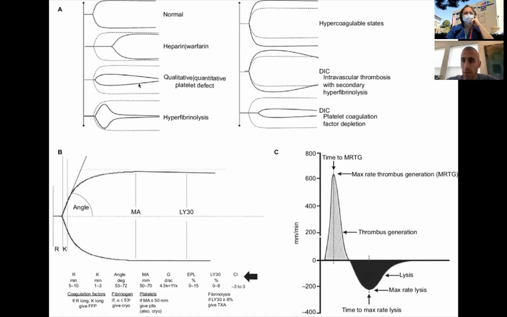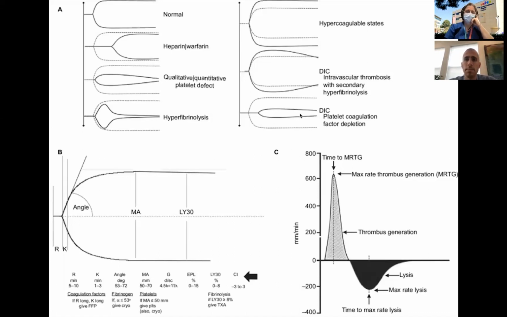The clot starts forming with a normal amount of time, but then it never gets big. So that's a platelet dysfunction. This final graph on the left, the clot starts forming in the right amount of time. It basically reaches a maximum amplitude, but then it just dissolves. It just completely dissolves. And that would be a case of hyperfibrinolysis.